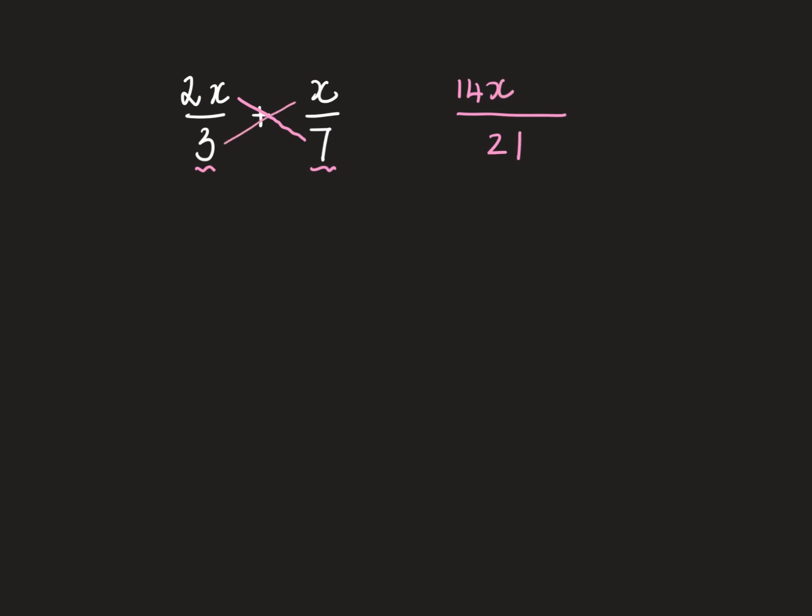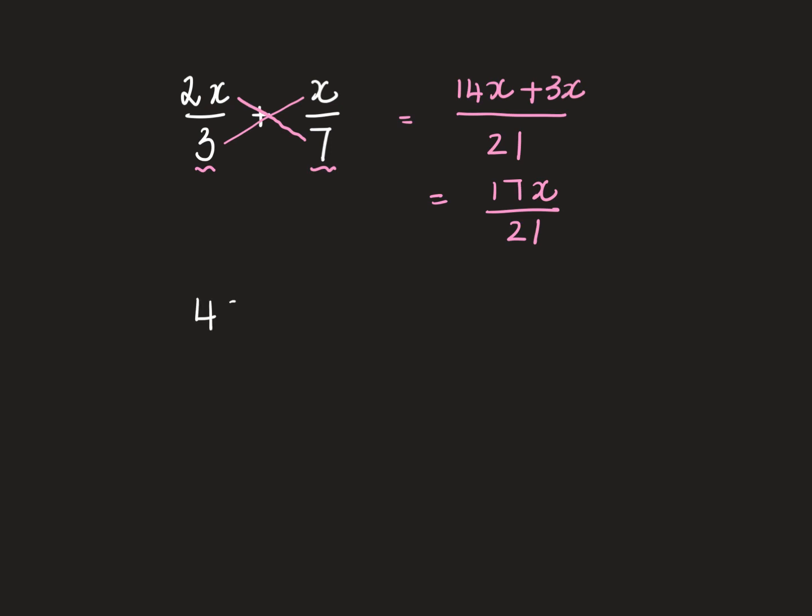Next I say that times that. 3 times x is going to be 3x. And what am I doing here? I'm adding. So 14x plus 3x is going to be 17x. And then I've got over 21. Can you see how I did that was exactly the same as how I did it just adding, say, 2/3 and 1/7? Have a go at this one.